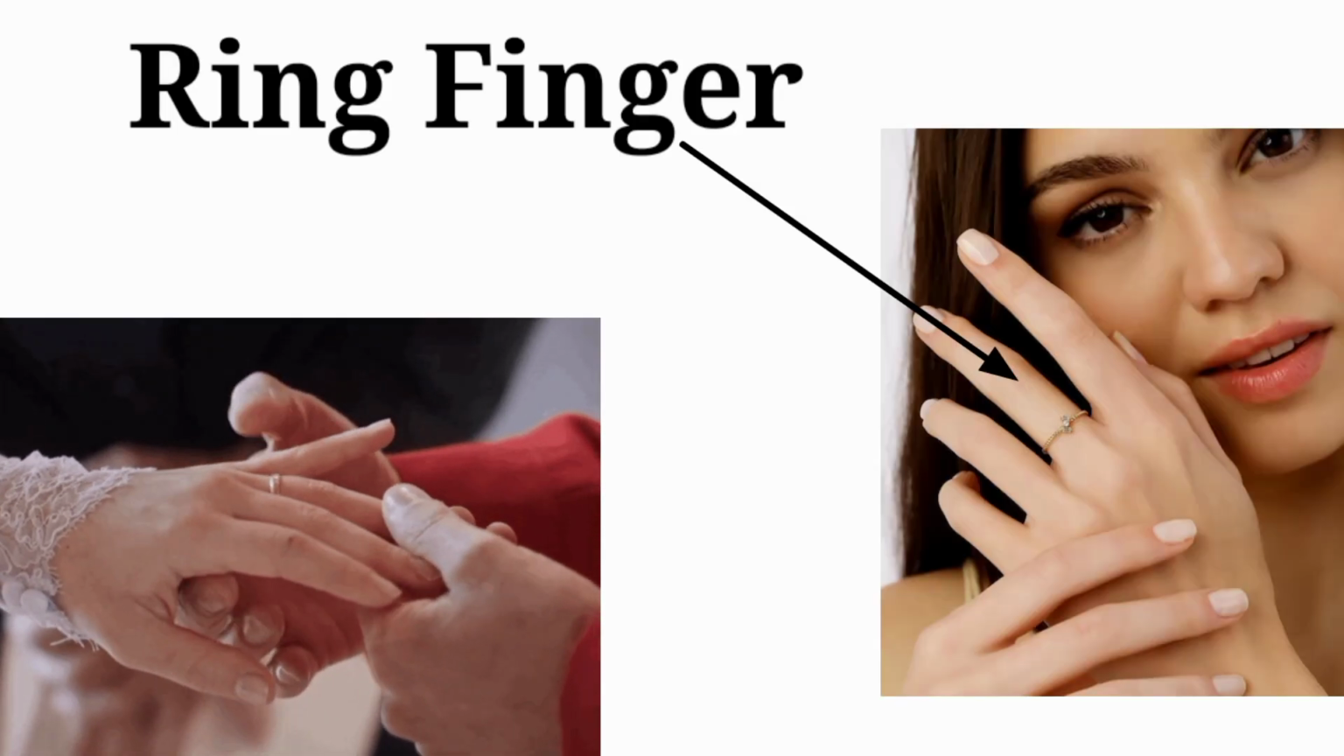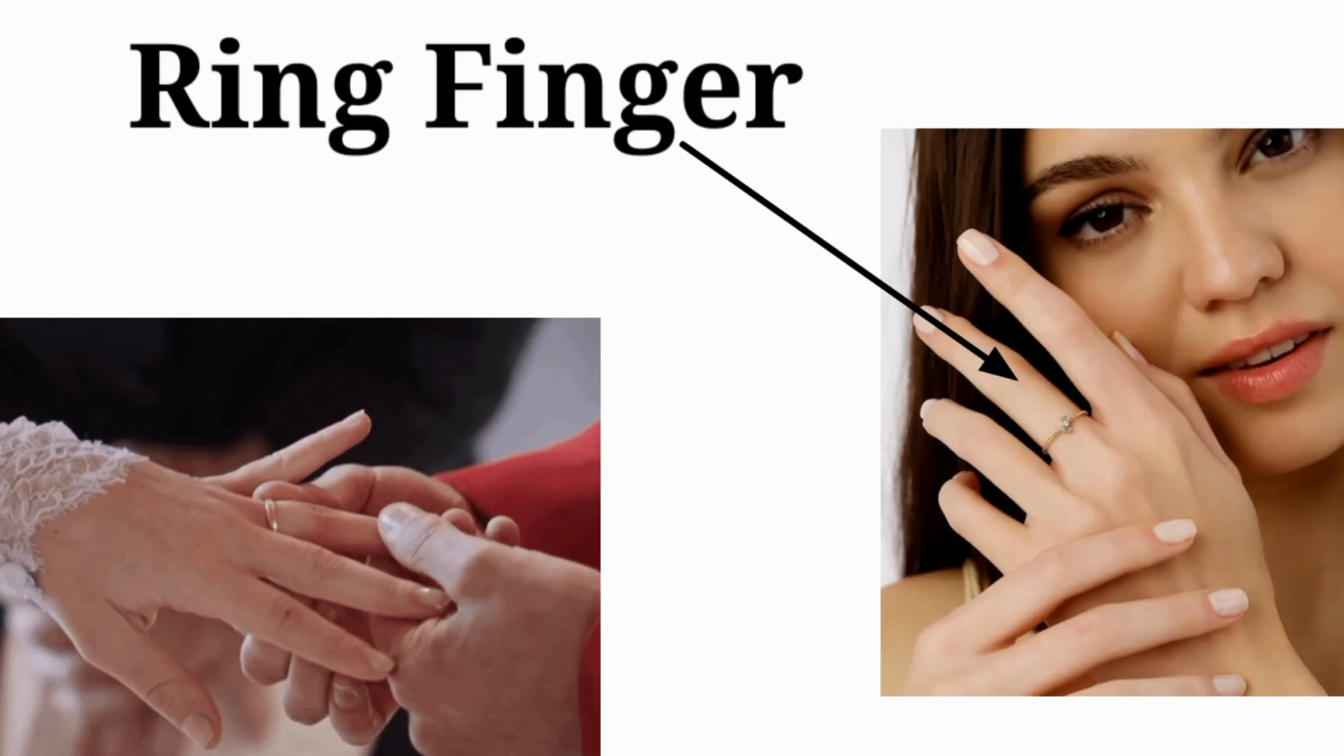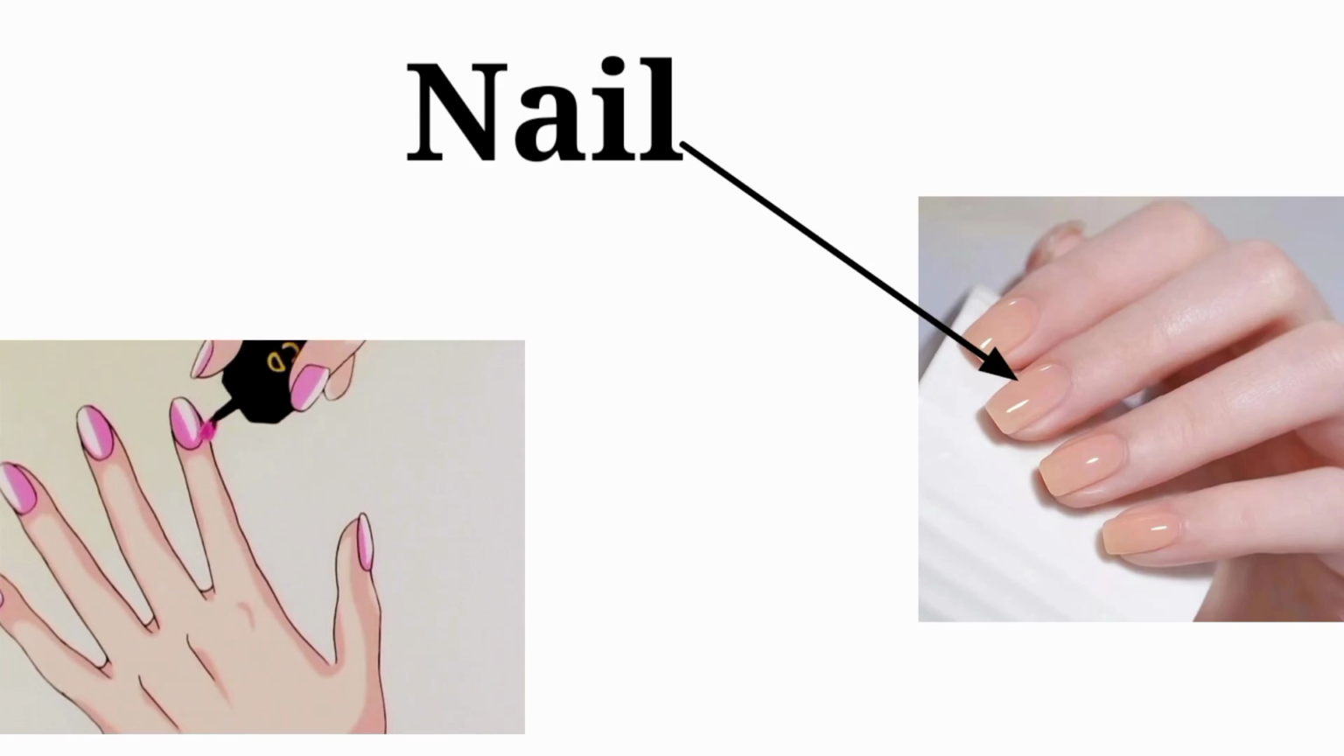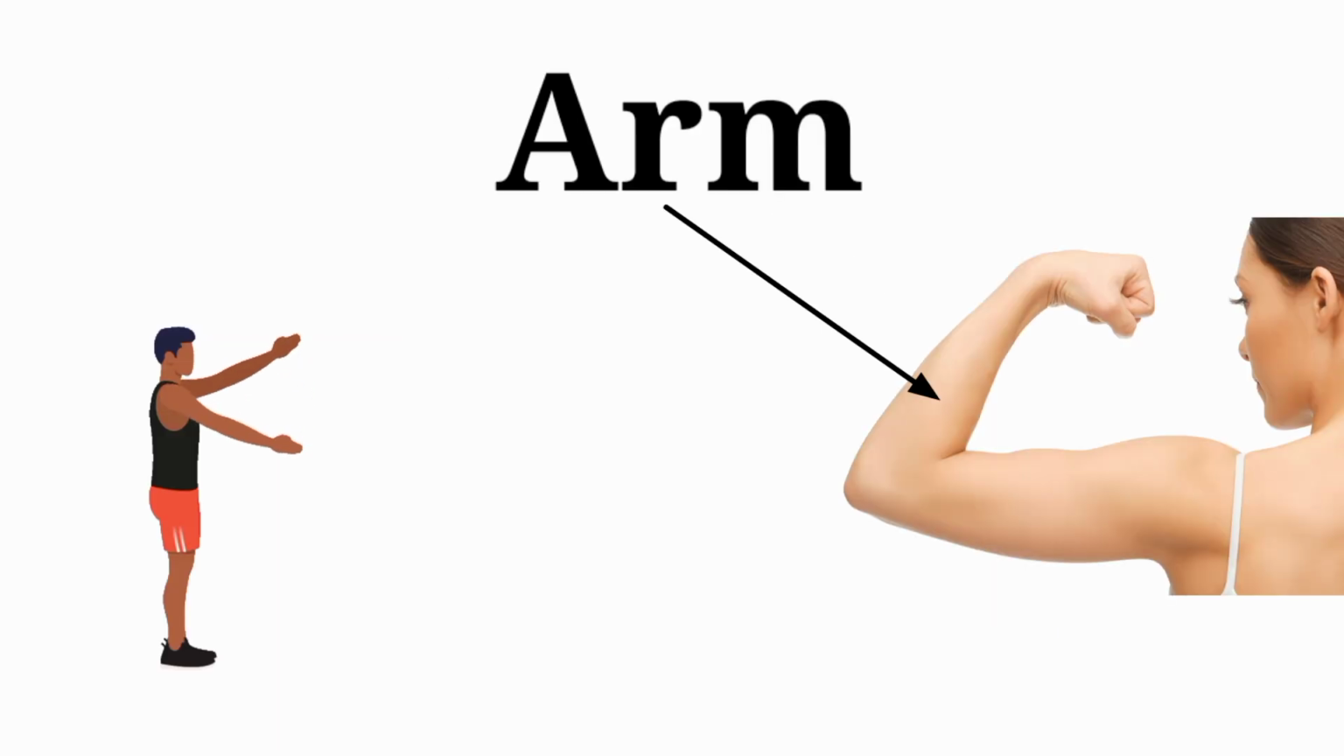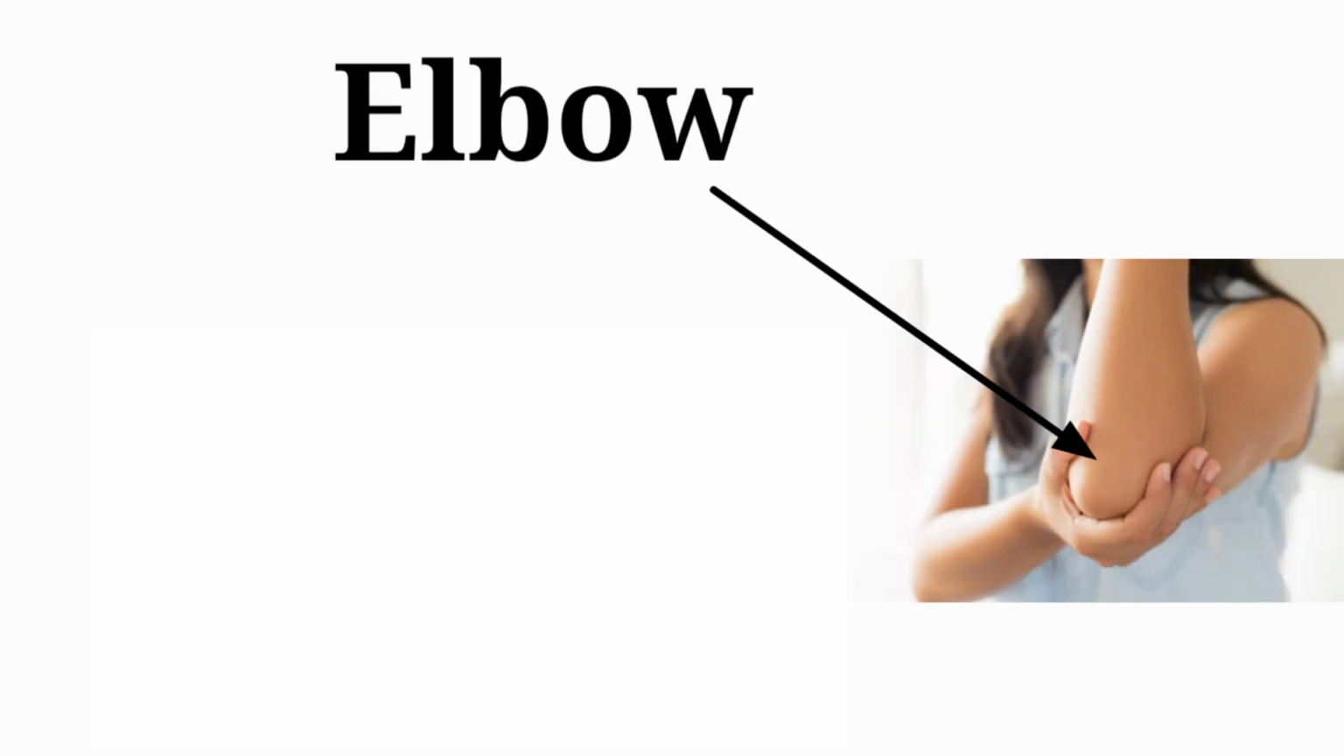Ring finger. This is my ring finger. Nail. This is my nail. Arm. This is my arm. Elbow. This is my elbow.